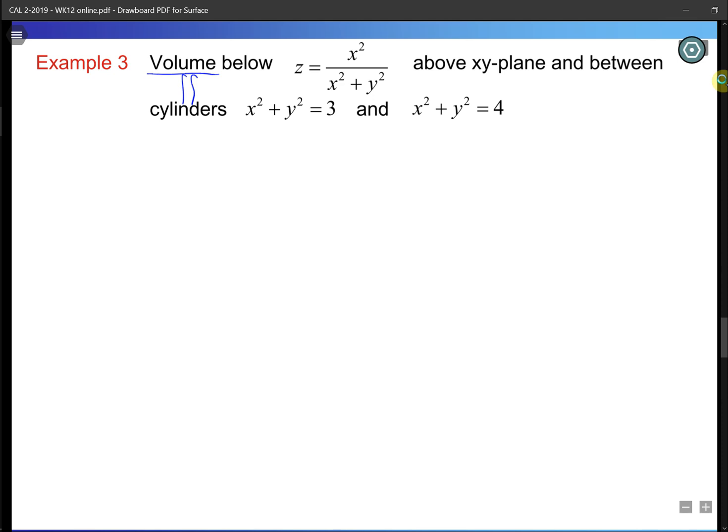Below the function surface, okay, so they give us f(x,y). Above the xy plane, so this is about the domain region. Between the cylinders, okay, x squared plus y squared equal to 3, and another cylinder. Looking at this, it is a circle of radius square root of 3, and the other is a circle of radius 2.